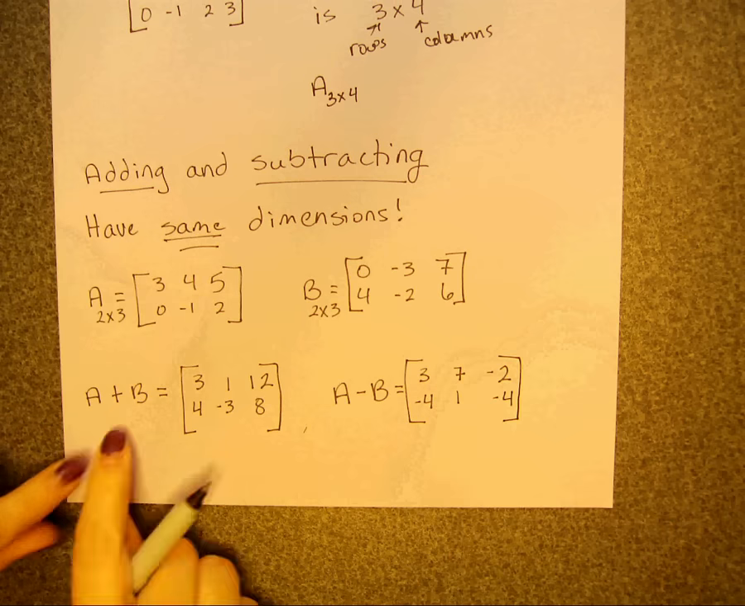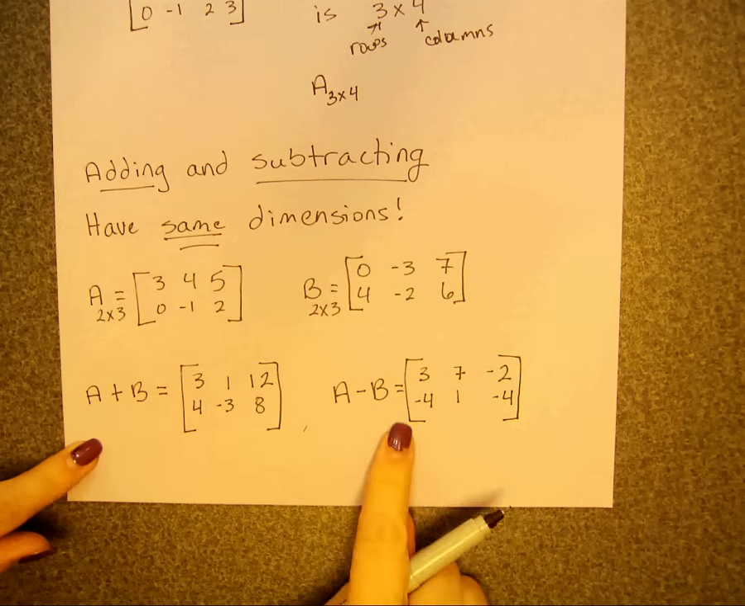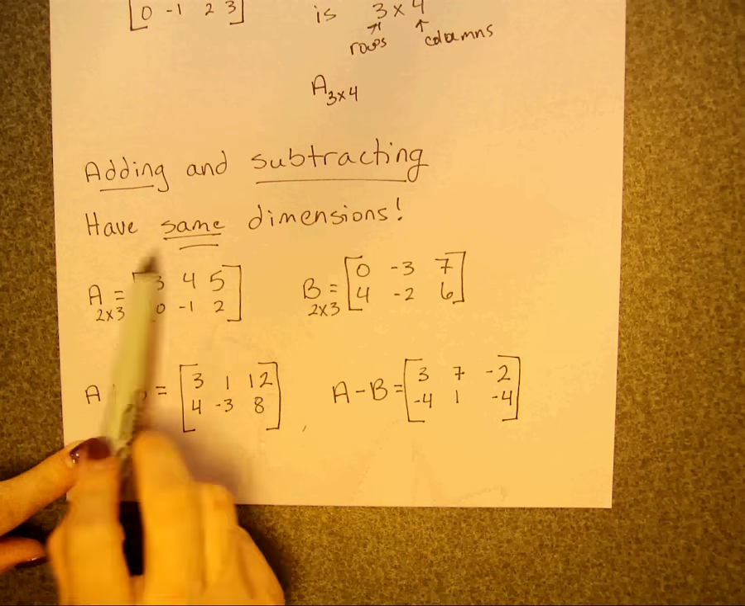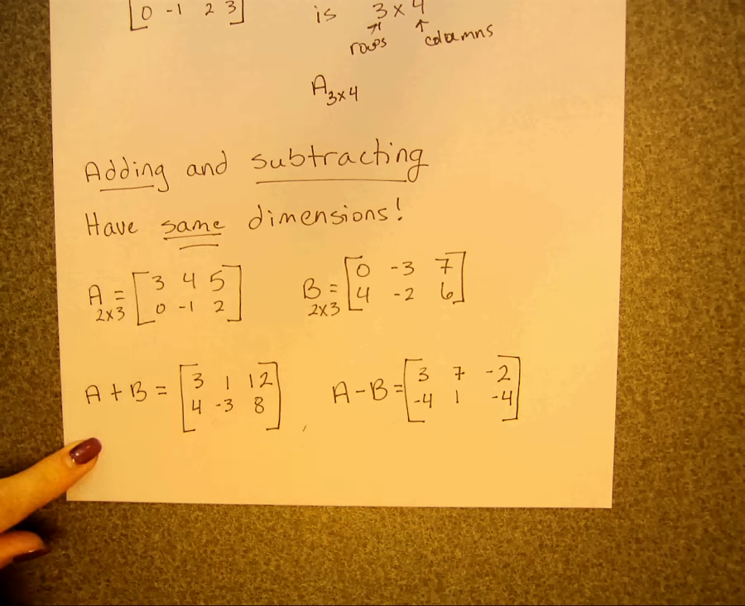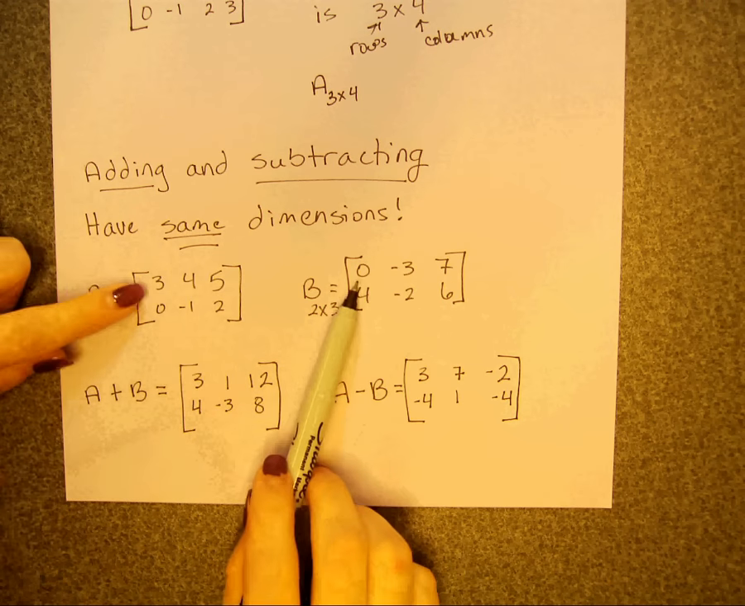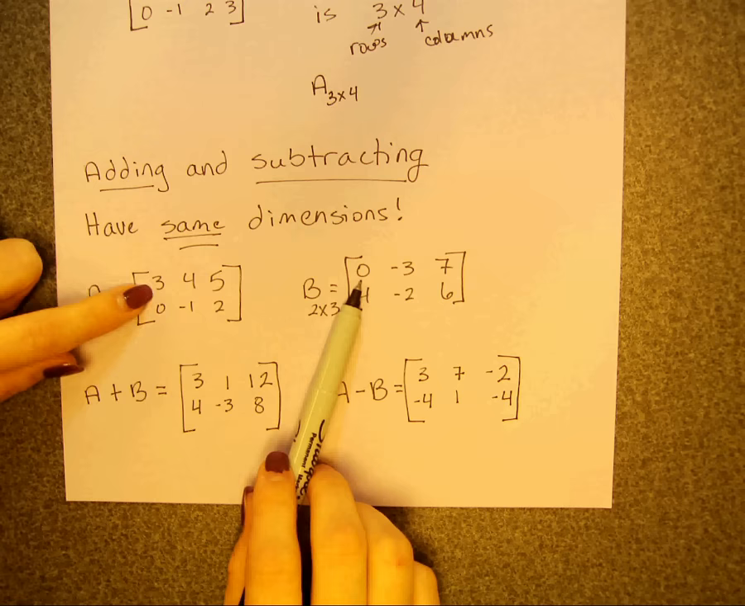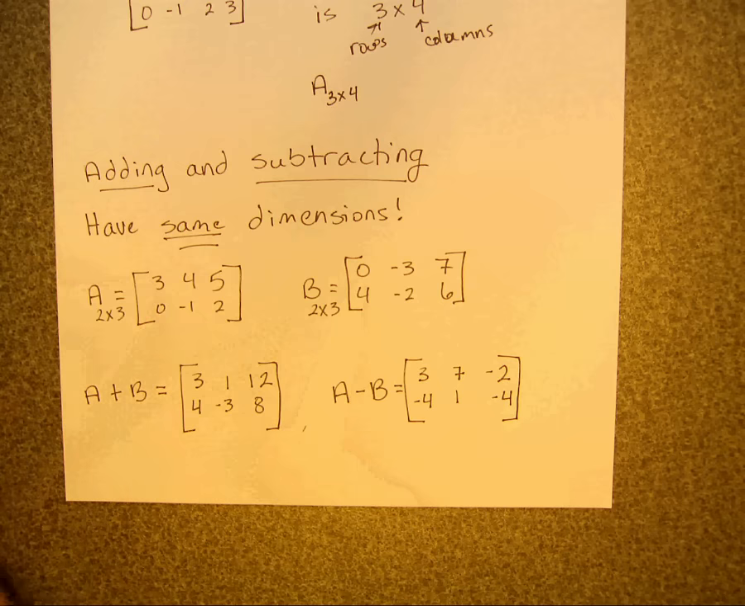And so we can add and subtract our matrices. Just remember they have to have the same exact dimensions, and then we'll add and subtract the corresponding pieces, the numbers that are in the same position. All right? If you have questions, ask.